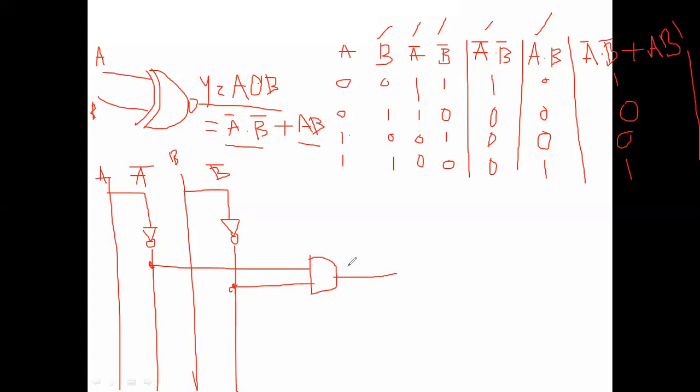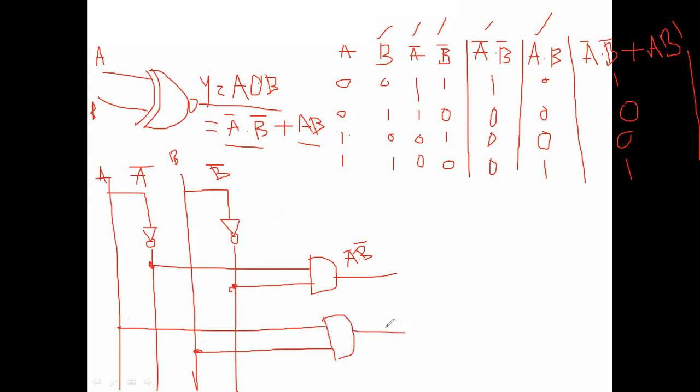What is this output? A bar dot B bar. Next, what is the term? A dot B. A means taking from here. A, B. B line is this. A dot B. So, which gate? AND gate. Dot is there. Based on the operation, we know which gate is used.